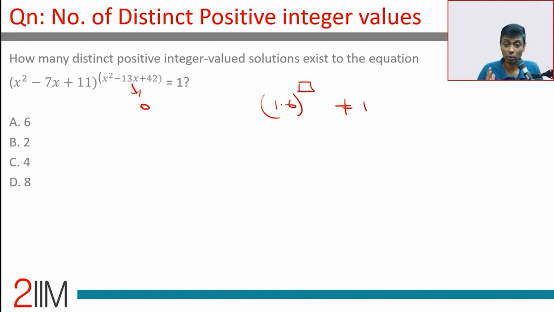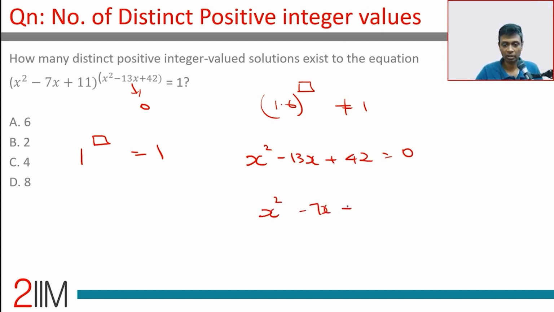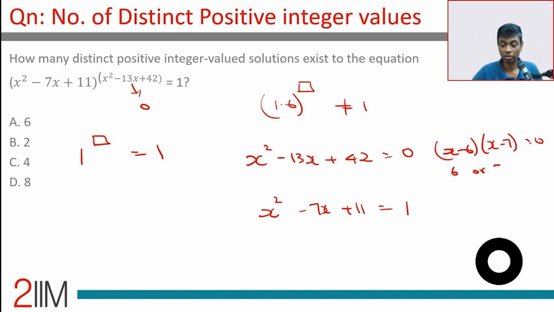It can be equal to 1 only if the power were 0, or the only other time a non-zero power can give us 1 is when 1 to the power of something is 1. It's very simple. So x square minus 13x plus 42 equal to 0, or x square minus 7x plus 11 equal to 1. Solve these two, you're good to go. (x minus 6) into (x minus 7) is 0, so 6 or 7.